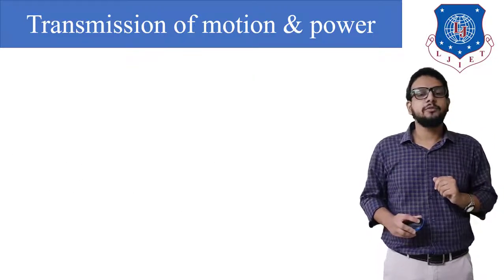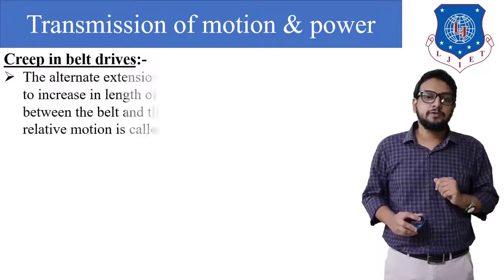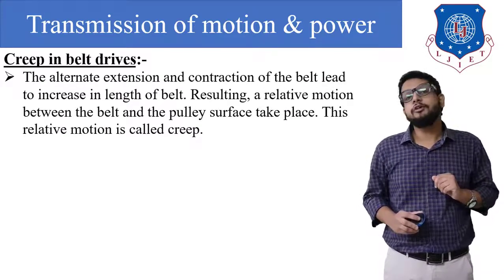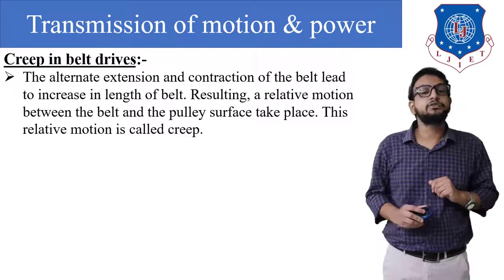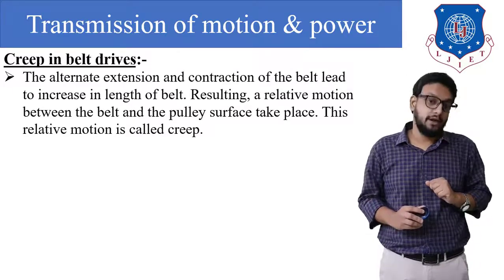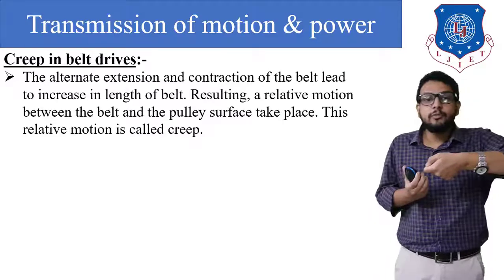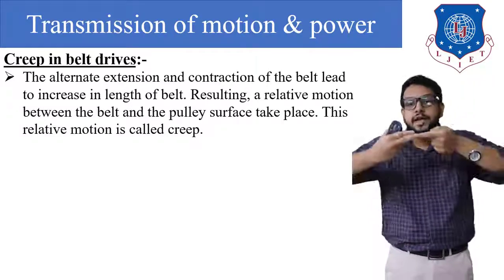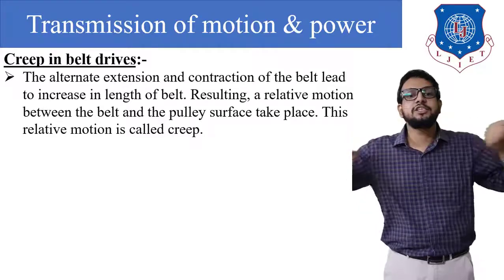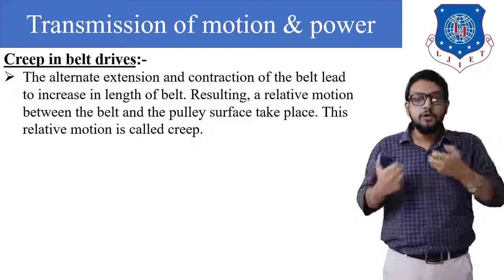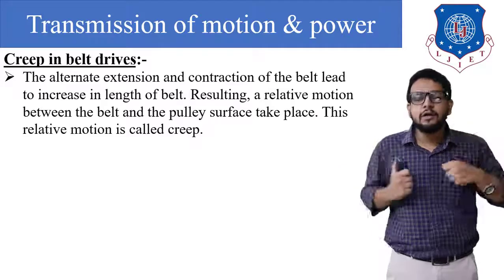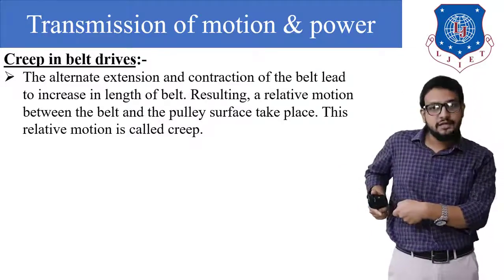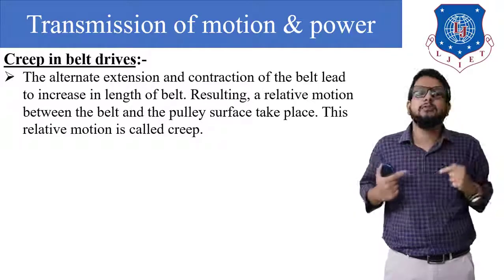Okay. Now the next term is creep in belt drives. So what is creep? We can say the alternate extension and contraction of a belt leads to an increase in the length of the belt. Whenever the driver pulley is going to stretch the belt on the tight side, a tension will be created, which means a stretching, an extension of the belt will occur. Because of that, a slight slip can occur, and when that same belt goes to the slack side on the bottom, a contraction in the belt will take place.